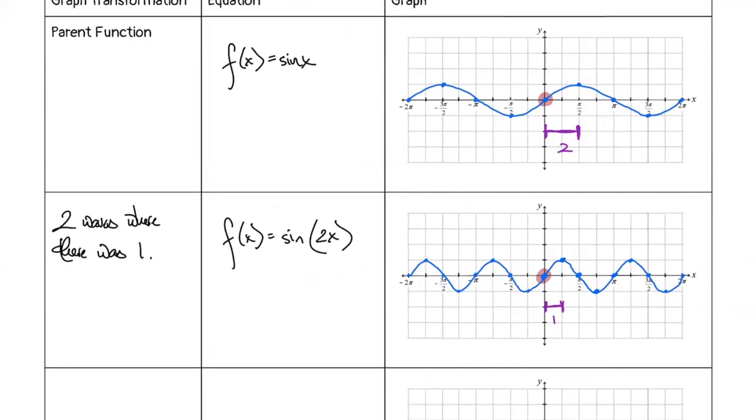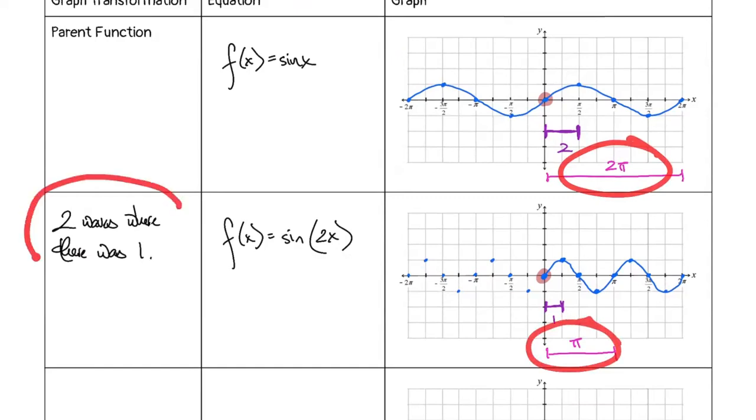We can see here, let's choose a different color, this is 2 pi. We hope that down here, the period is going to be only 1 pi. And in fact, we can see that this was 2 pi. Now it's only 1 pi because we want 2 waves where there was 1.